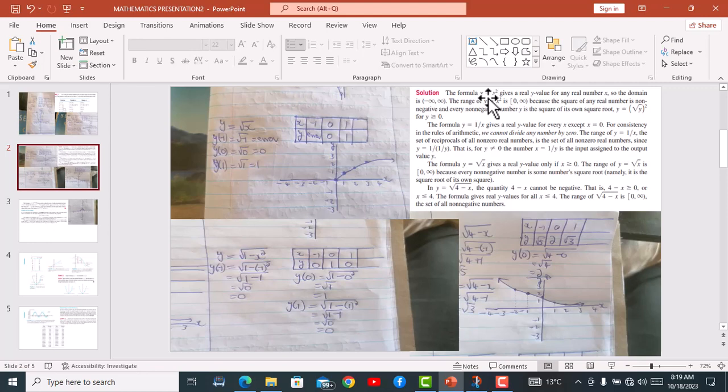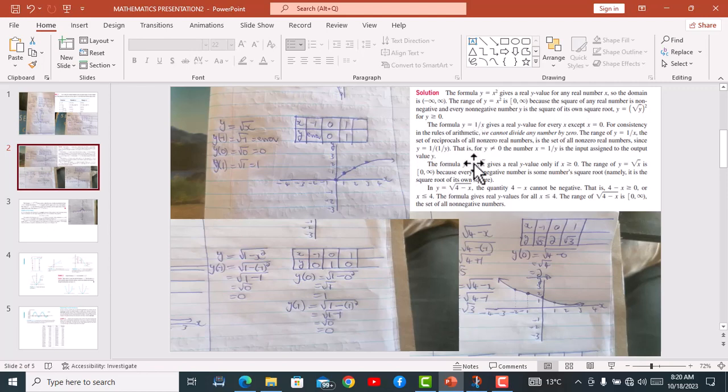So the domain is negative infinity to infinity. We saw that, and the range is that. We also saw that because the square of any real number is non-negative, and every non-negative number y is the square of its own square root. Very important for y greater or equal to 0. This is just to say for values that are 0 and positive. Values that are positive, 0 and positive values.